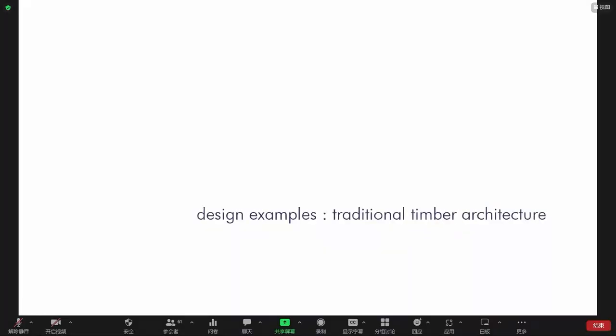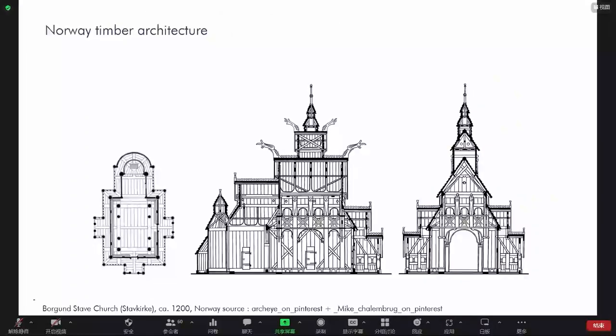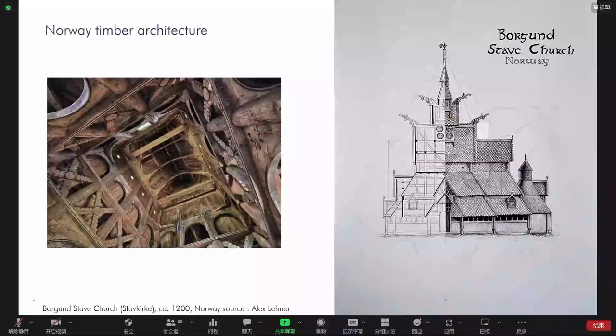So let's move this time to two design examples, starting with traditional timber architecture. I won't show you Chinese architecture, but Western architecture. I mentioned the stave church that was produced, and there's a very clever assembling of structural elements to produce this kind of building. And we have to learn a lot from this, indeed, in terms of design.